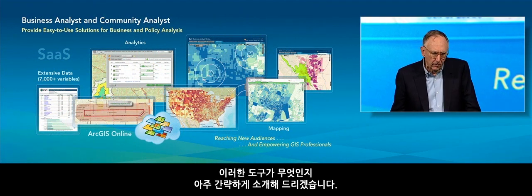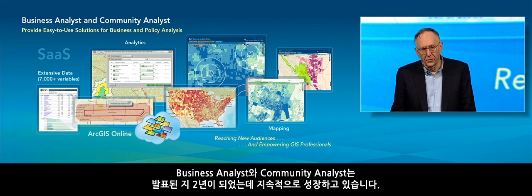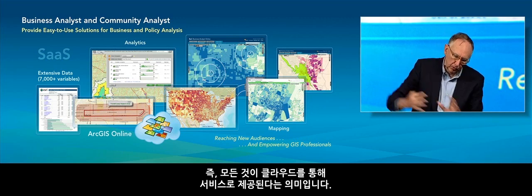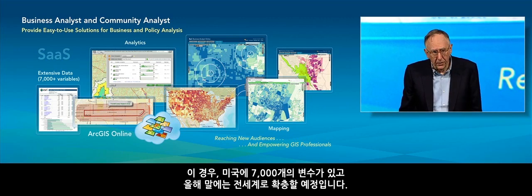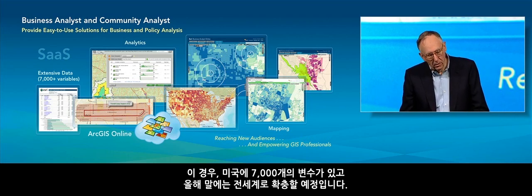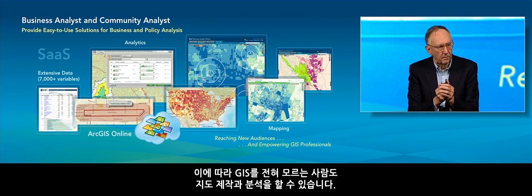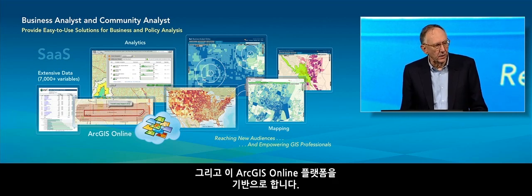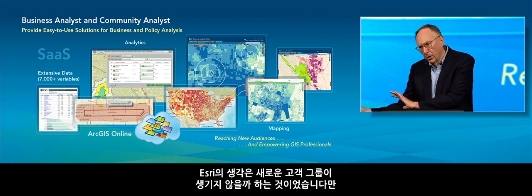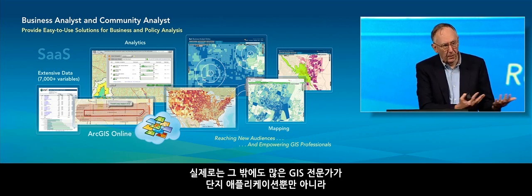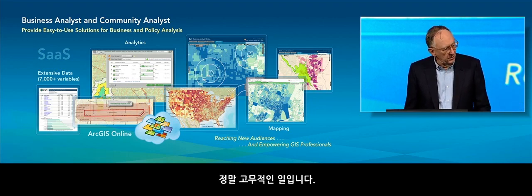Let me give you a real quick flavor of what these look like. Business analysts and community analysts have been around for a couple years, and they're growing. They're SaaS solutions, software as a service. That means the whole thing is up in the cloud being served as a service. In this case, there are 7,000 variables in the US, and by the end of the year, we're going to amplify that for the entire world. This allows people who may not know GIS at all to do mapping and analytics, and it's based on the ArcGIS Online platform. Our thought was that we would reach new audiences, but in addition, a lot of GIS professionals are beginning to use it, not simply the apps, but also this content delivered as a service. It's really pretty cool.